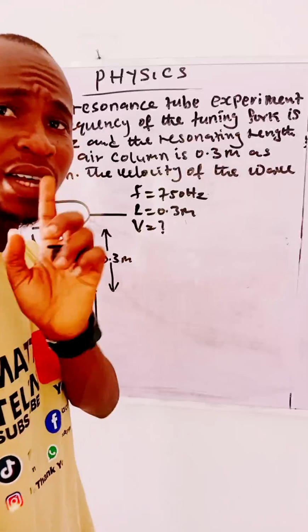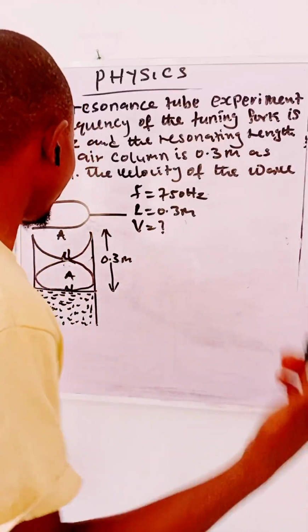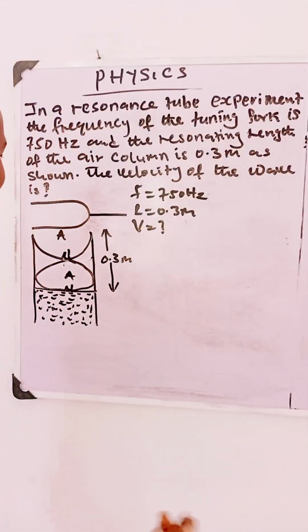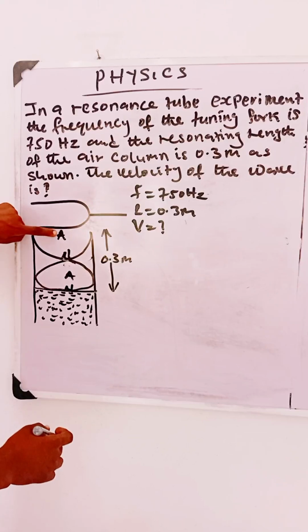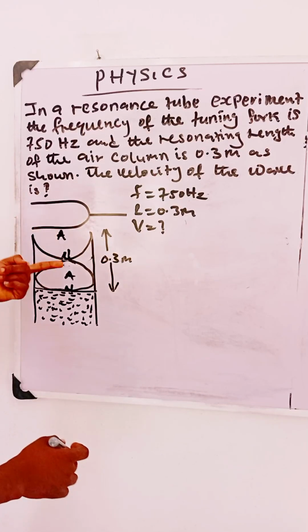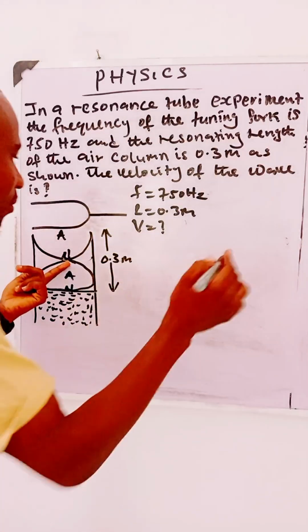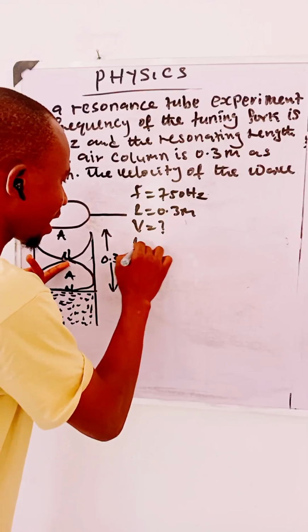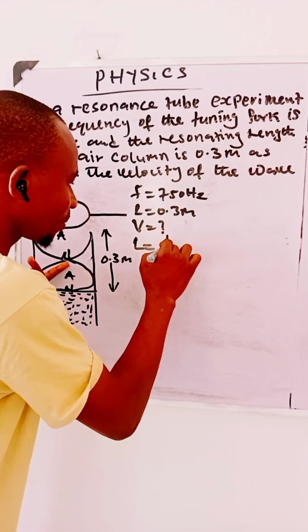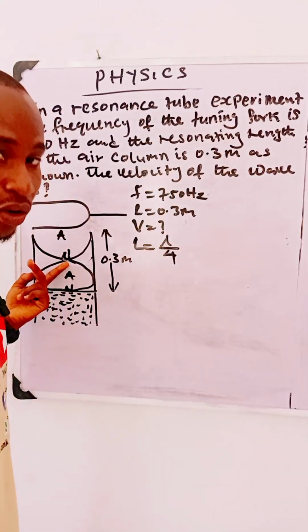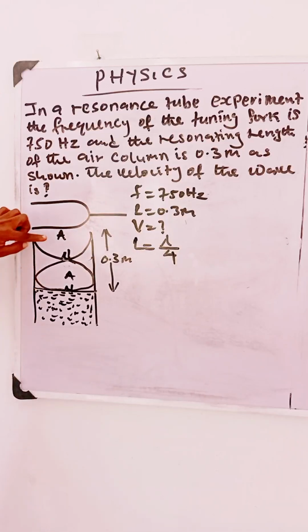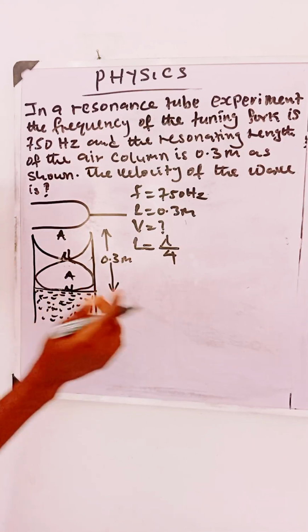Now, in my previous example, I explained to you that the distance between a node and an antinode is expressed as L equal to lambda over 4, right? That is the distance between antinode and node. Now I have one distance here, from here, from here, from here also. So I'm going to add.